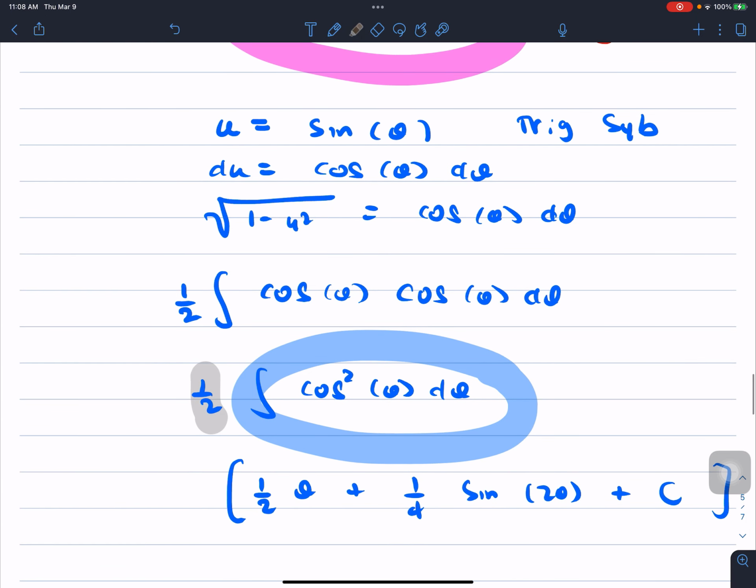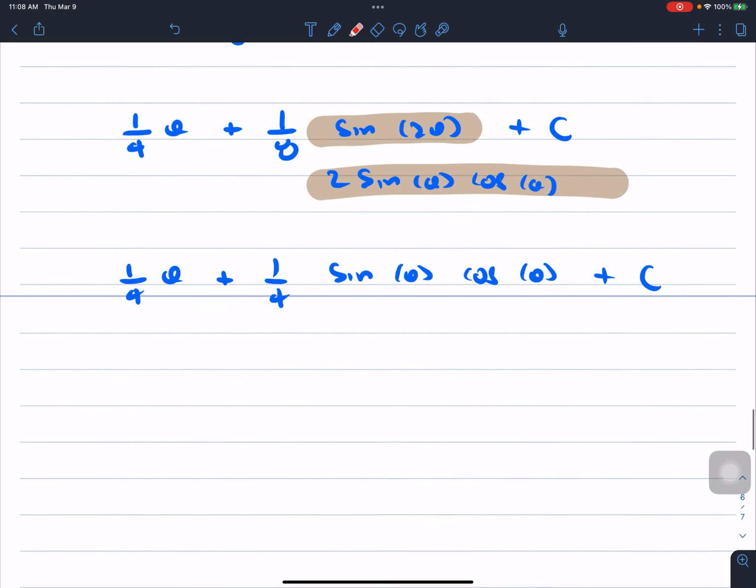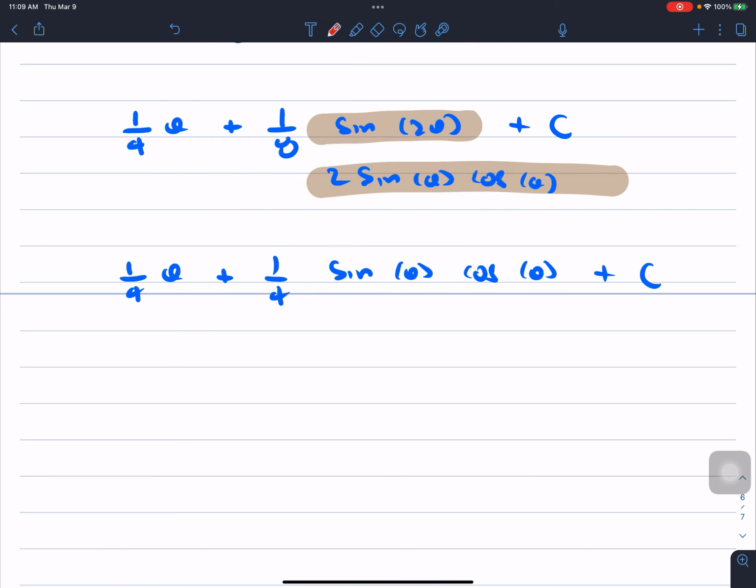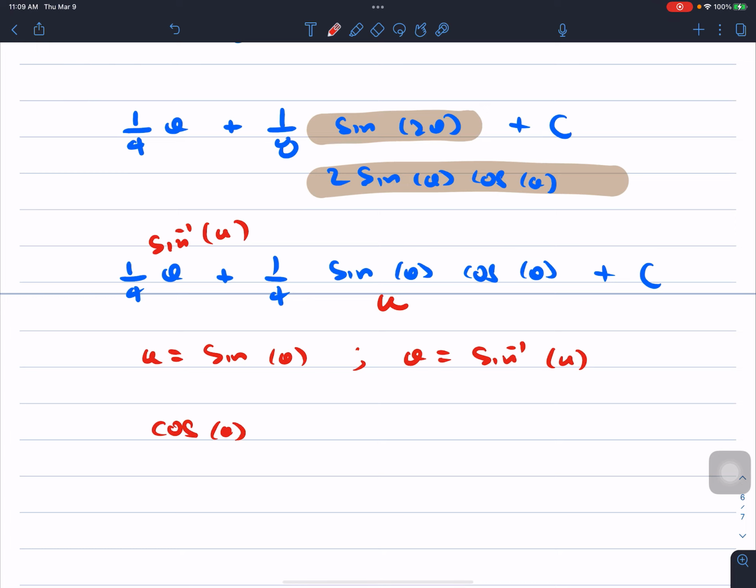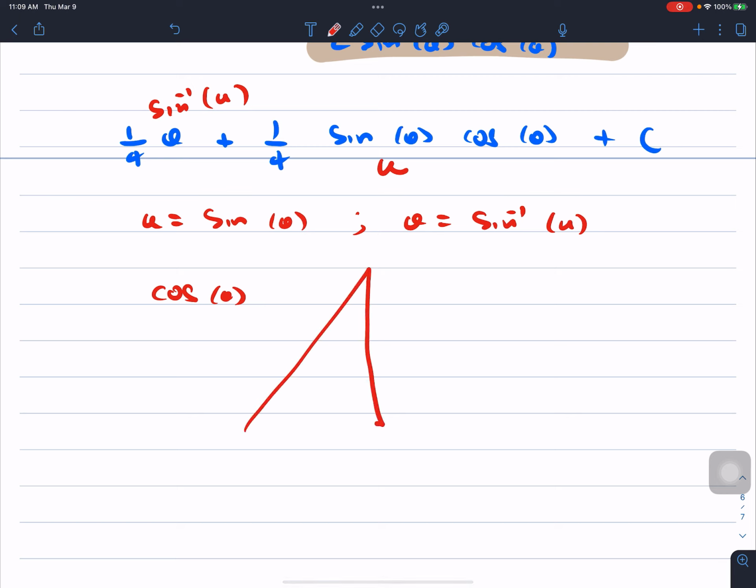Right, go back over here now. Be careful though. If u is sine theta, what does that mean? What is theta? Inverse sine of u, right? Inverse sine of u, right in here. What's cosine theta going to be? You go, uh-oh, I don't know. What's cosine theta? Bring out your right triangle.